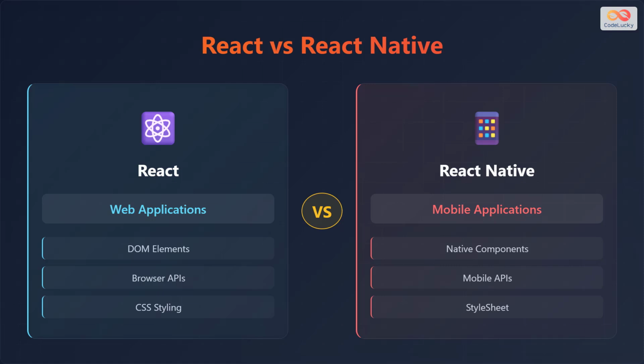It's important to understand the difference between React and React Native. React primarily targets web applications, utilizing DOM elements, browser API, and CSS styling. On the other hand, React Native is designed for mobile applications using native components, mobile API, and style sheets for styling.